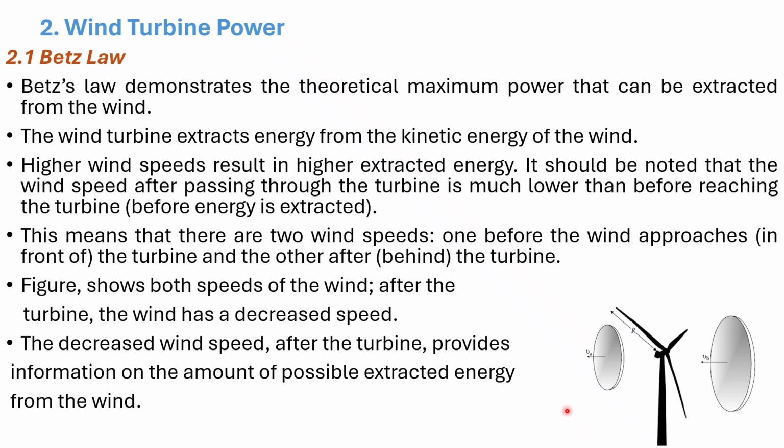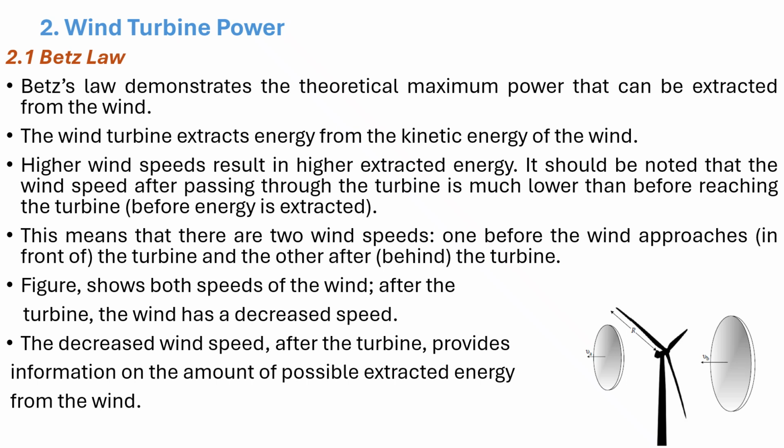So Betz's law tells us that there are two types of wind energy, one before hitting the turbine and the other after hitting the turbine. After hitting the turbine, the energy is decreased, and this decreased wind speed is what provides the information for us to calculate what is the possible amount of energy that can be extracted from the wind.